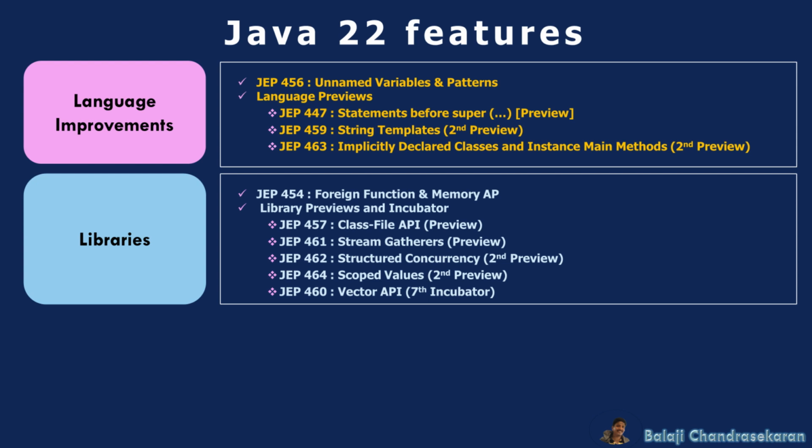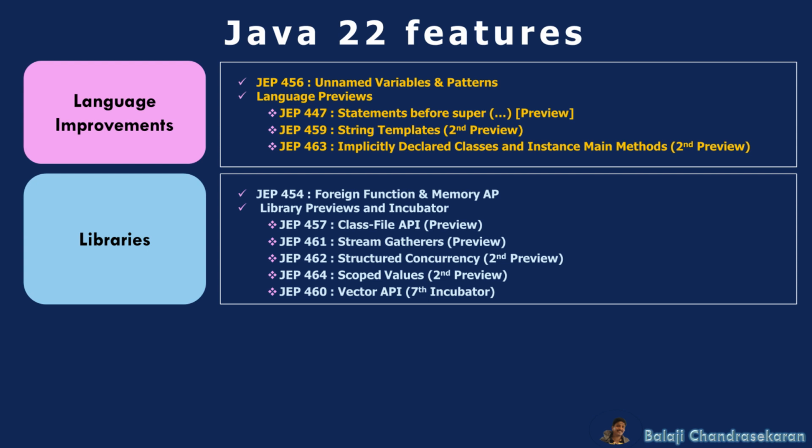The structured concurrency, that is JEP 462, is a second preview feature which simplifies concurrent programming. The structured concurrency treats a group of related tasks running in different threads as a single unit of work, thereby streamlining error handling and cancellation, improving reliability and enhanced observability.